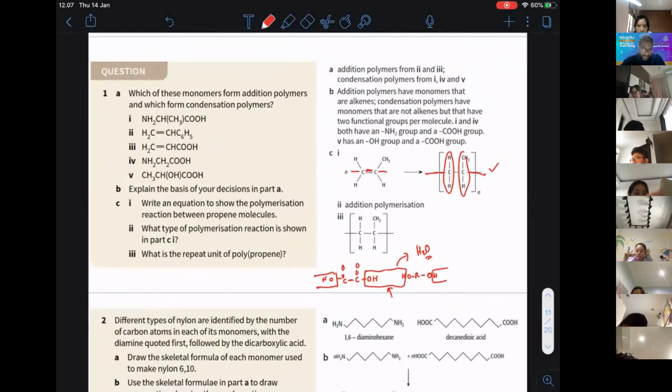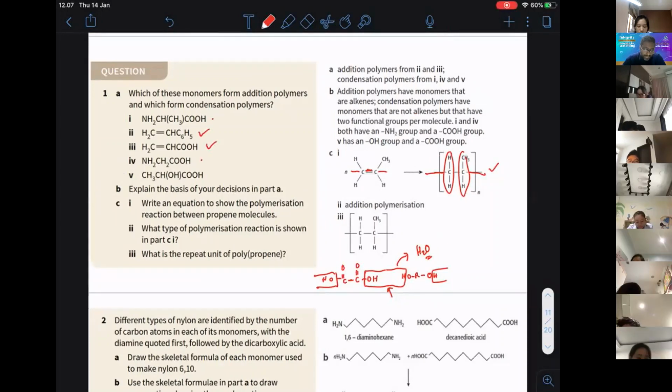Now, you see which one is addition. The moment you see there is a possibility of having a double bond here, addition. This one will be condensation. This one will be condensation. Why? Because carboxylic acid will react with this part, another part of amine. So they are going to give you the polypeptide. This one also is going to be condensation as well, because carboxylic acid can also react with alcohol.